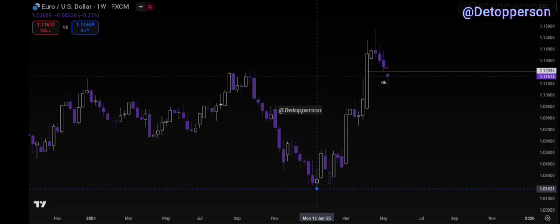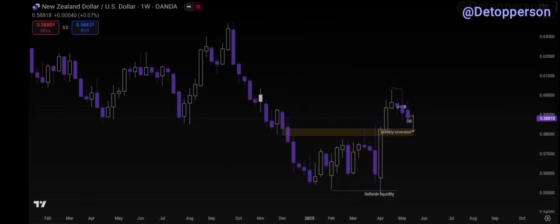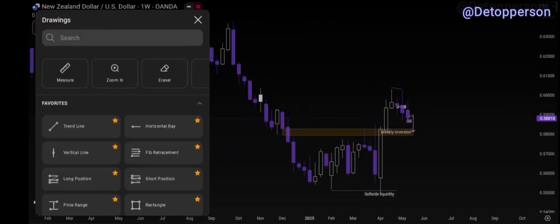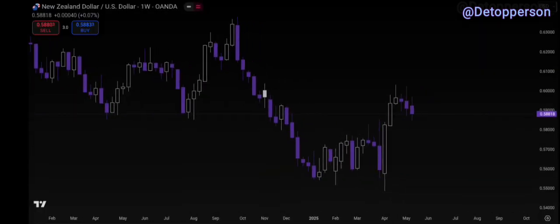I'm actually analyzing Euro USD. Sorry. Okay, so this is Euro USD.